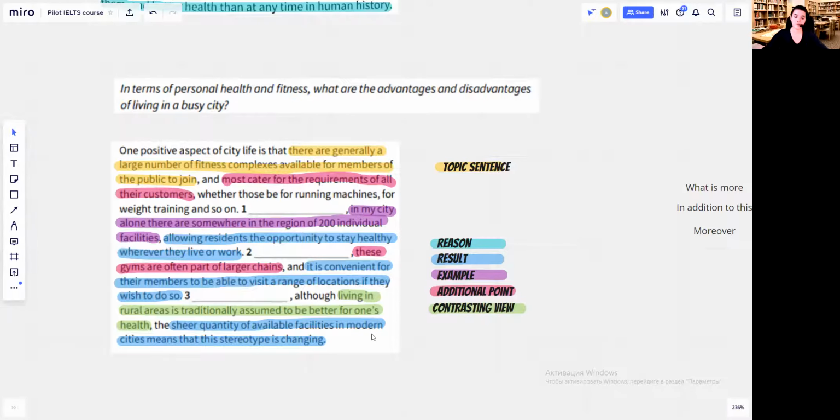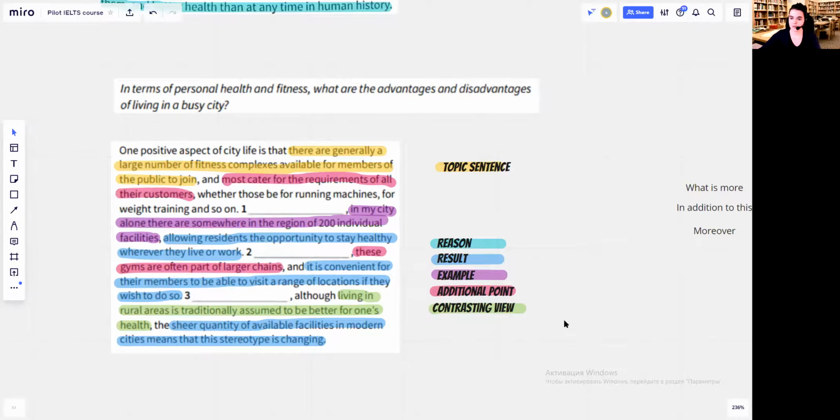And here we've got the contrast between the belief that living in the countryside is better, and that accessible gyms and facilities in the city make us healthier. And by using although, the author here says that although the belief is there, it's just not true, in my opinion. So it doesn't outweigh, actually.